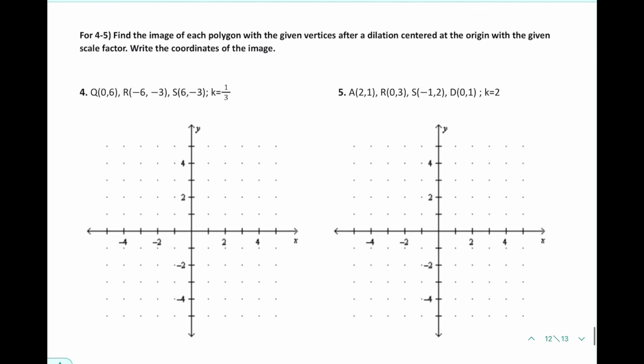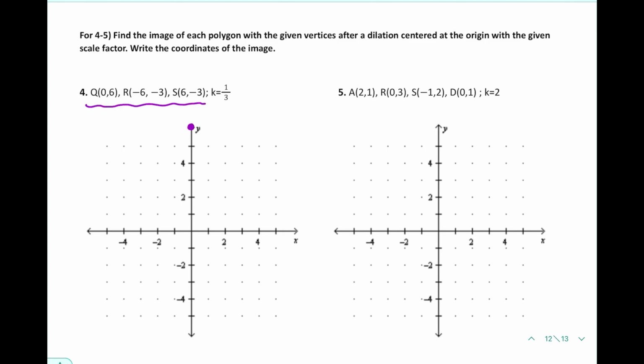These are the type of questions we did in Unit 2 for transformations. So it says, find the image of each polygon with the given vertices after a dilation centered at the origin with the given scale factor. Write the coordinates of the image. So this is something that you actually might have forgotten a little bit. So what you want to do on these questions is we have to start out with actually this part, the original figure graphing it. So we need to be good graphers. If you are not a confident grapher, well, sorry, but work on it.